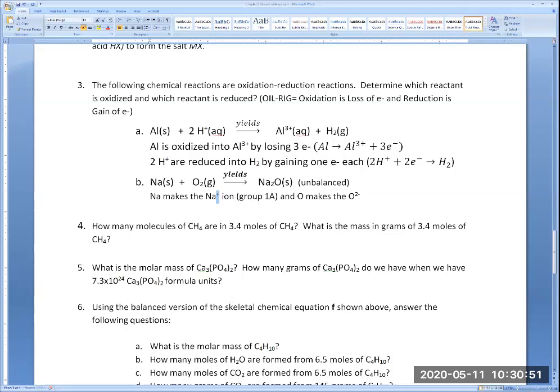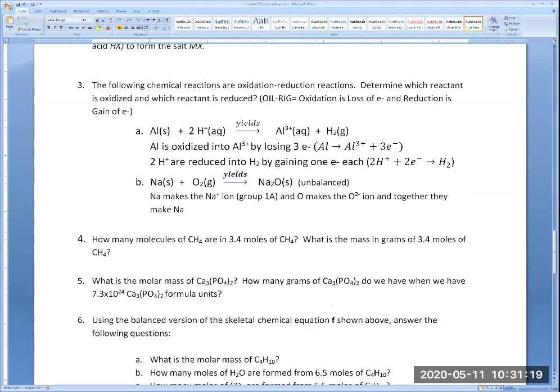All of these are superscript. Makes the O2- ion. And so you can see that Na+ and O2-, when you do the crisscross trick, you get Na2O, right? So this tells you what ions you have in this formula. And together they make Na2O.